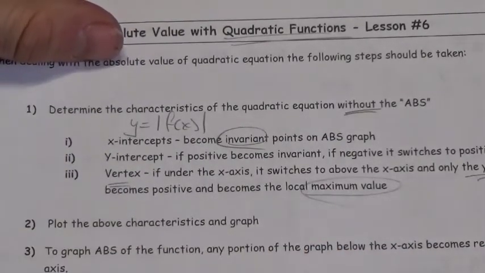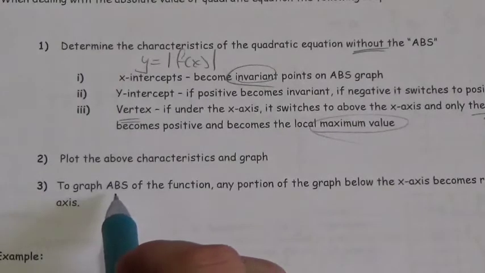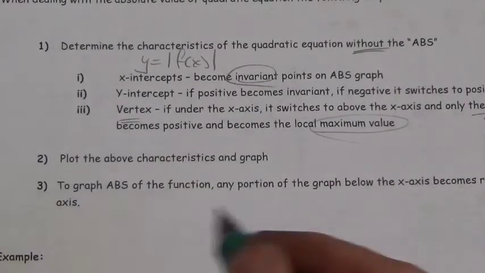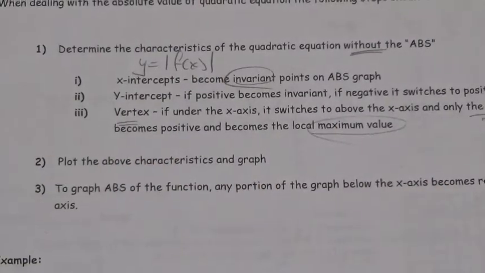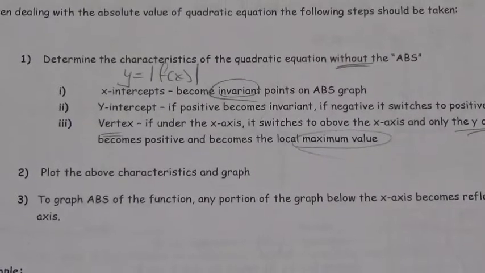So we're going to plot the above characteristics, and then we're going to graph it. If you're going to graph the absolute value of the function, any portion of the graph below the x-axis becomes reflected over the x-axis. It's not a particularly hard thing to do. It's going to look a little weird to begin with, but eventually you're going to see that we just keep doing the same things over and over again. So let's take a look at some examples.